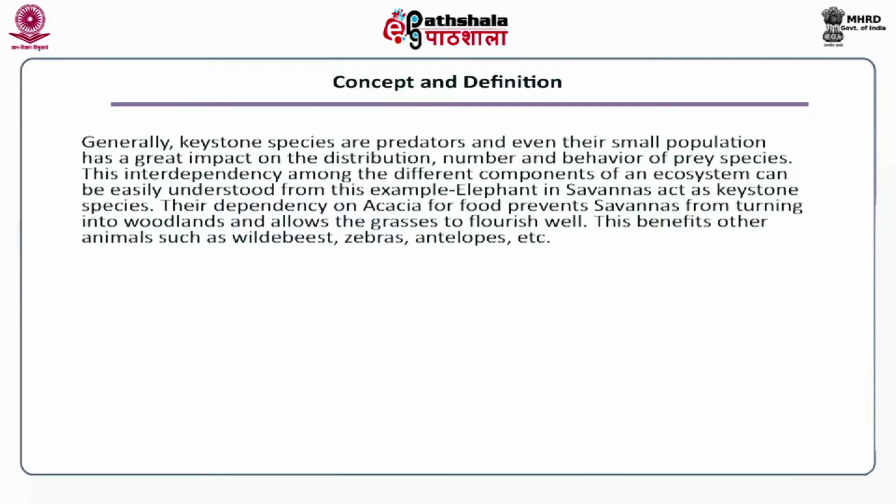Let me give you one example. Elephants in savanna act as keystone species. How do they act as keystone species? Let me describe that. Their dependency on acacia for food prevents savanna from turning into woodlands, because if elephants would not feed on acacia, then everywhere there will be acacia, and there will be no more grasslands, rather these will be woodlands. So, these elephants, by feeding on acacia, allow the grasses to flourish well.